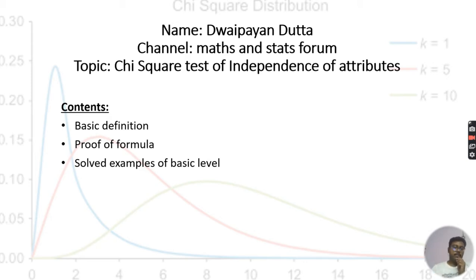Now in this session, I will discuss the independence of attributes, which I will apply in chi-square testing. In this presentation, I will discuss the basic definition, then the proof of the formula, and after that I will show a basic example. In the next session, I will show a few advanced level examples.